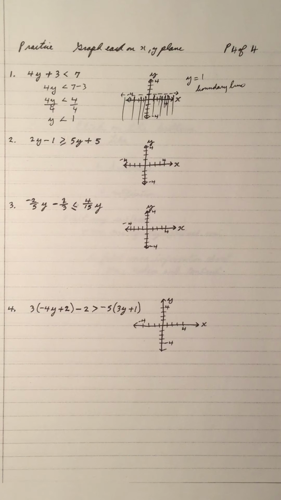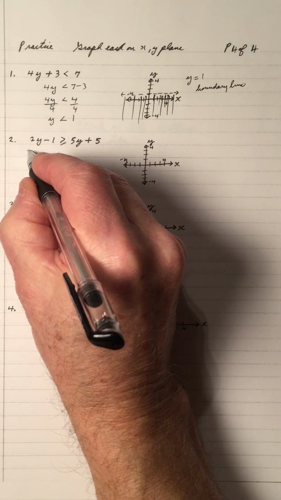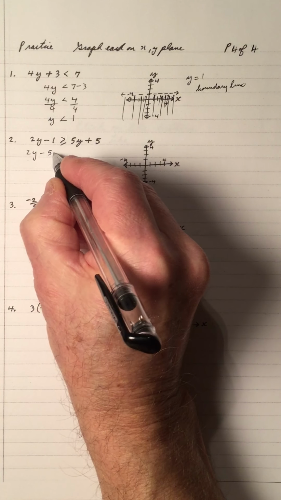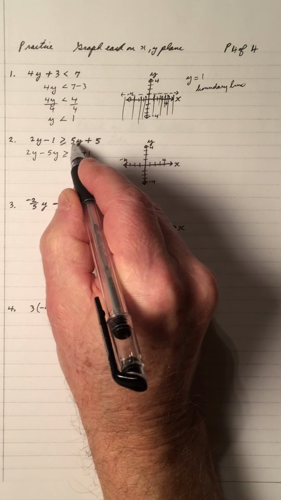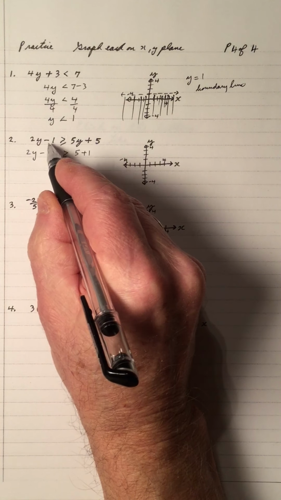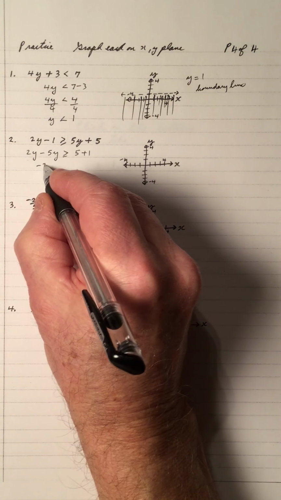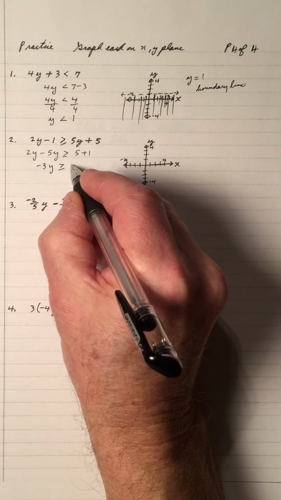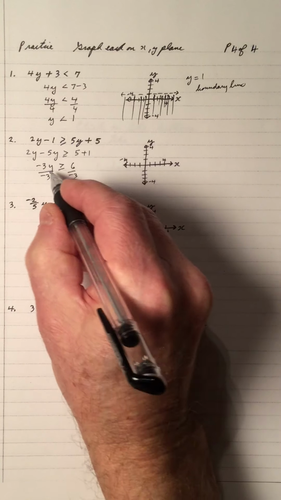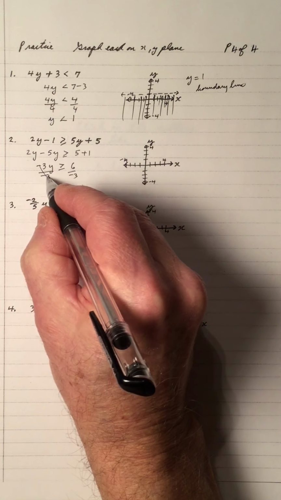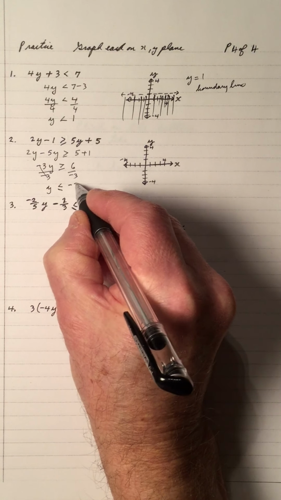Number 2, let's solve this. This time we still have the y. And we move the y's to the left. We move the numbers to the right. Plus 5 becomes a minus 5. Minus 1 becomes plus 1, moving across the inequality sign. Negative 3y is greater than or equal to 6. We divide by negative 3. And we cancel, we get y. Because we're dividing by negative, that greater than becomes a less than or equal to, and that's negative 2.